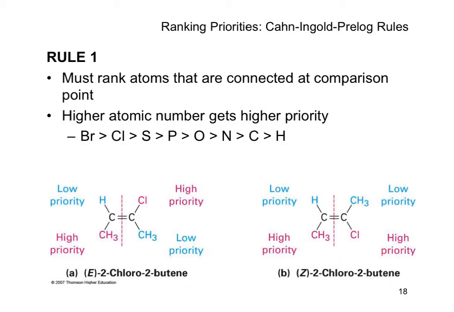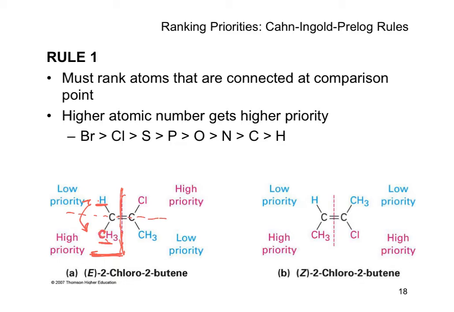Just a couple of rules to get you guys thinking about it. When you're comparing, you must rank atoms at the comparison point. That means you start by looking at the two groups across the double bond. I like to look at groups across the double bond, and they must be what you're comparing. They should be on the same side of the double bond, right? That's why I put a vertical line here. These are the two groups that you're comparing.